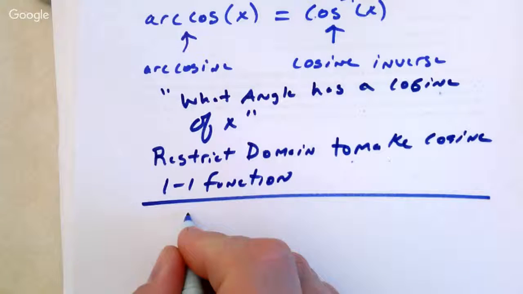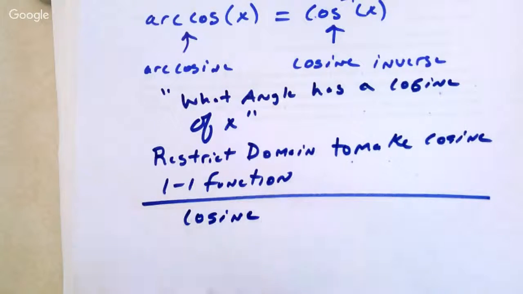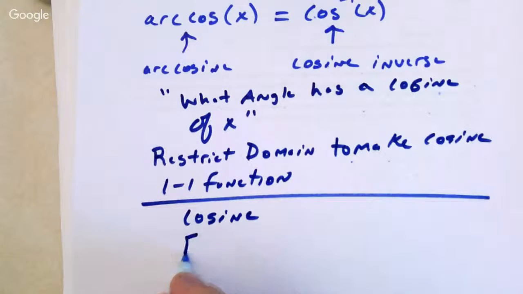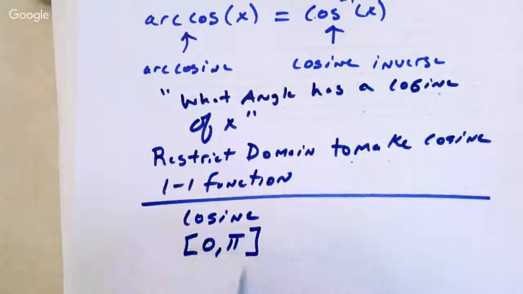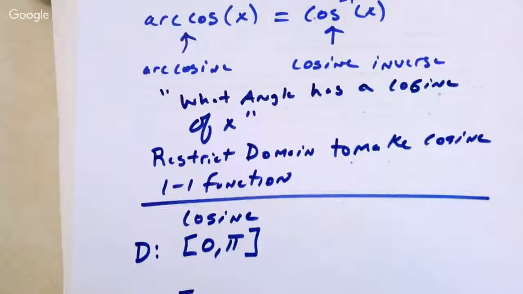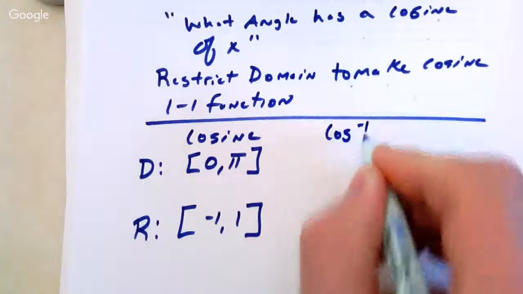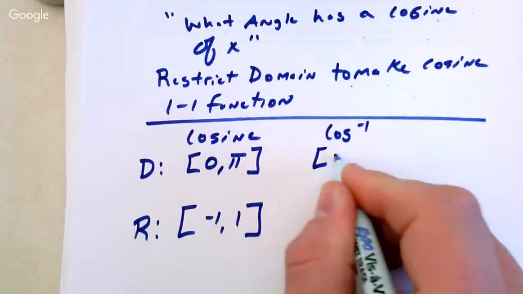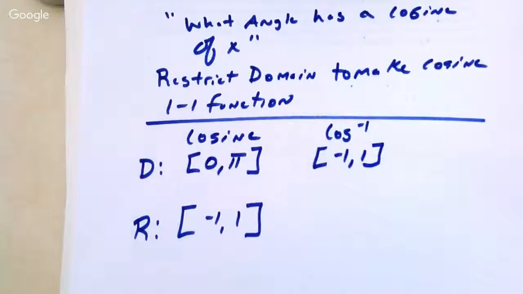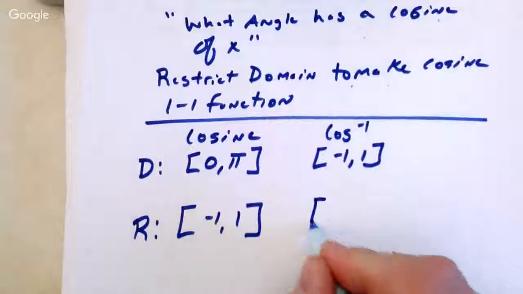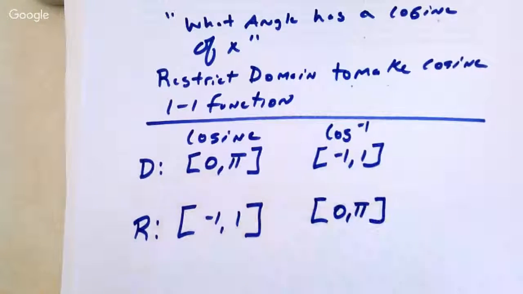So the domain for cosine, we restrict the domain to 0 to pi. And as always, that gives us a range of -1 to 1. So cosine inverse, or arc cosine, will then have a domain of -1 to 1. In other words, that's the numbers you could actually get an angle that has a cosine of. And its range will be 0 to pi.